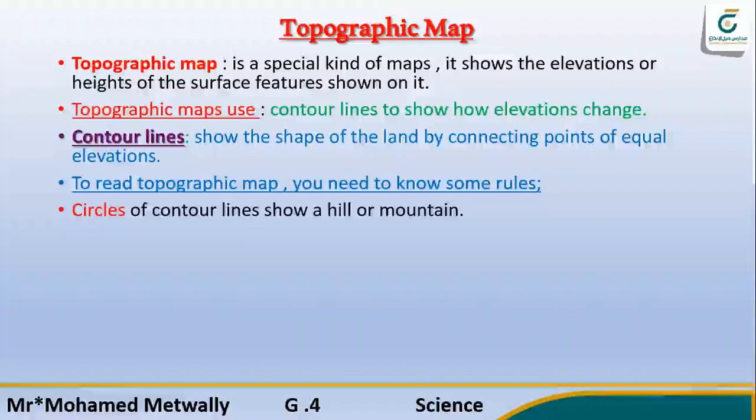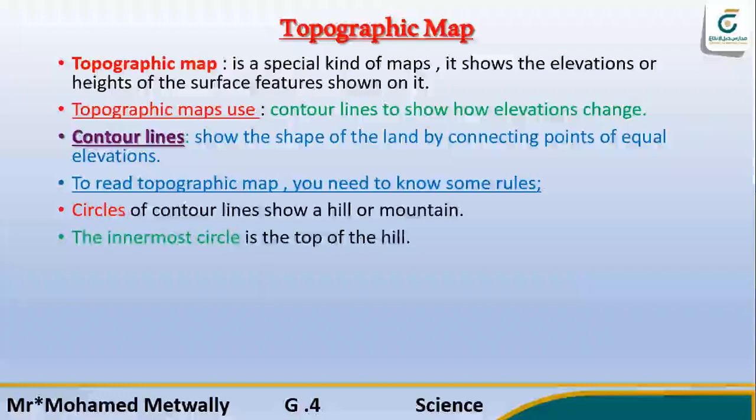So circles on the topographic map's contour lines show a hill or mountain. So you have to know the function of circles on the topographic map. Circles show us a hill or a mountain. So a circle is a sign that tells us about a mountain or hill on the topographic map. It represents a hill or mountain on the topographic map as well.